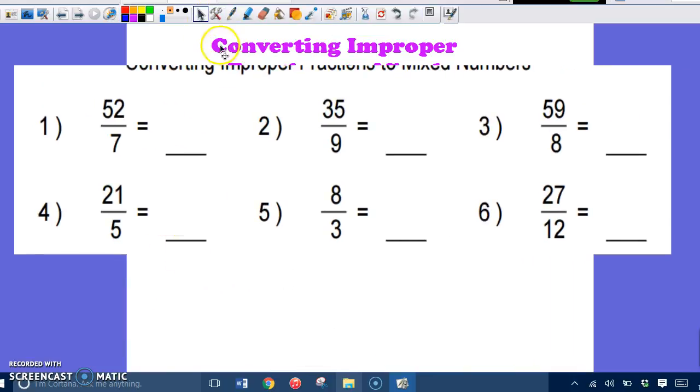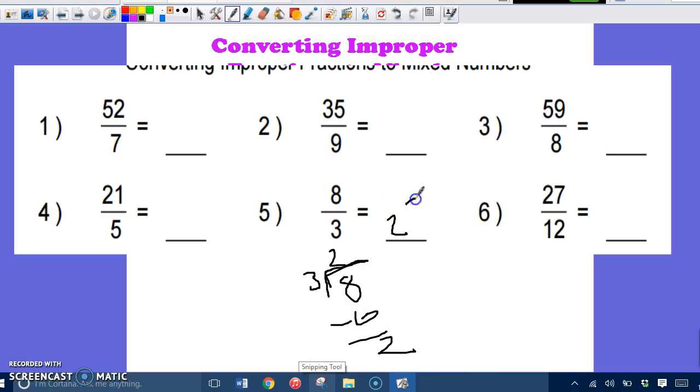Number 5. Again, stop the video at any time if you want to practice on your own, then check back with me to see if we come up with the same answer. Bottom number, outside of the house. Top number, inside of the house. Always. 3 goes into 8, not 0 times, but 2. 3 times 2 is 6. 2 left over, okay? So you have 2 and 2/3.